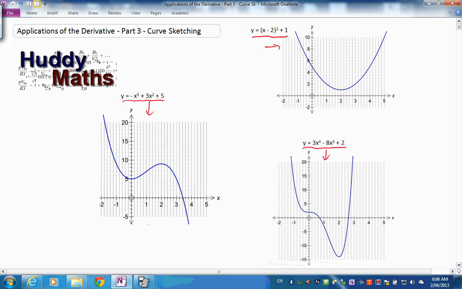You say, oh, that's easy, mate. I'll slap it on the graphics display calculator. Well, that's one answer, but as a budding young mathematician, let's find out why all these curves have the lumps and bumps they do here using the derivative.